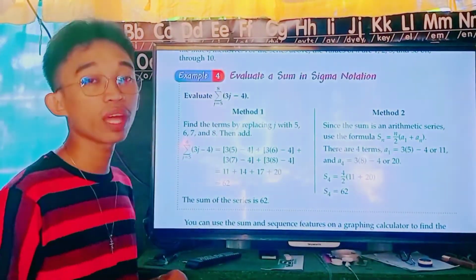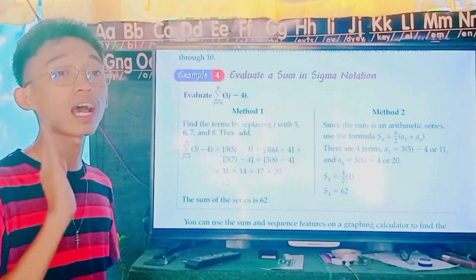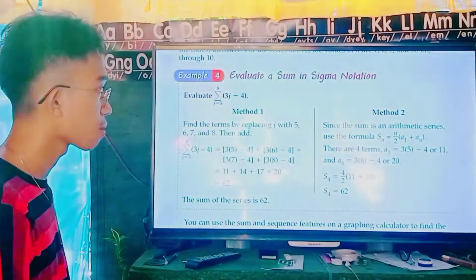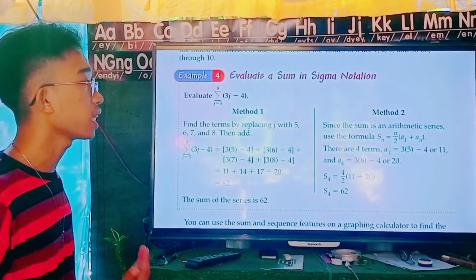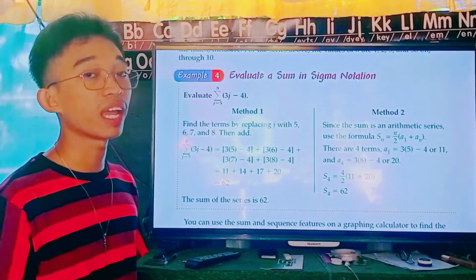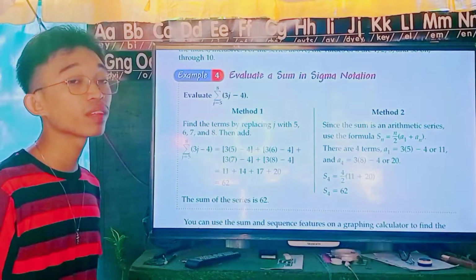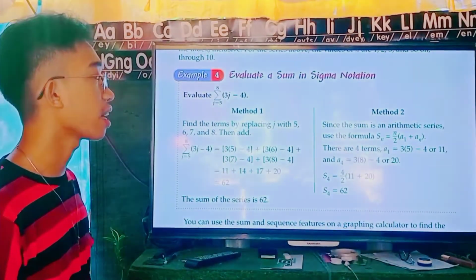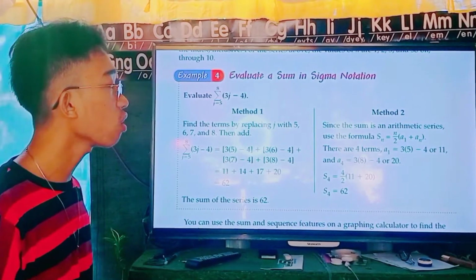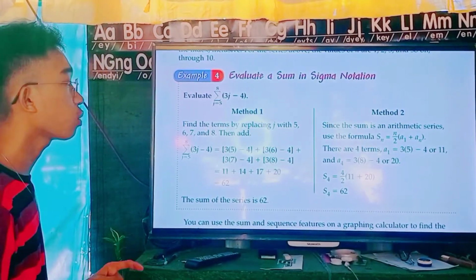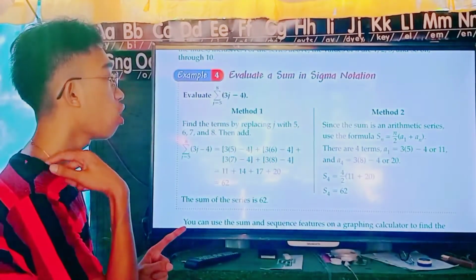Don't be confused with the calculation. All you need to do is to substitute the given values. So this is our method 2. Since the sum is an arithmetic series, use the formula S sub n is equal to n over 2 times a sub 1 plus a sub n. There are 4 terms. A sub 1 is equal to 3 times 5 minus 4, or 11. And a sub 4 is equal to 3 times 8 minus 4, or 20.